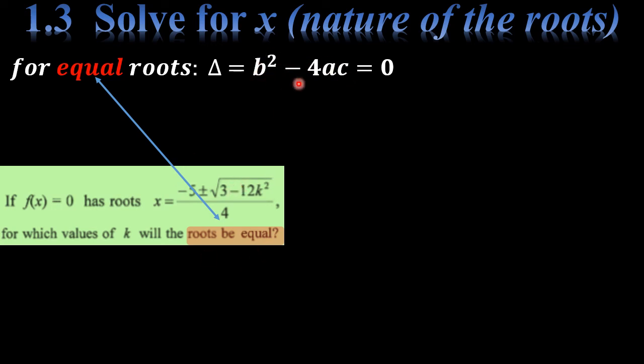By the way, how do you determine the discriminant? The discriminant is what you find inside the radical sign. Okay, so this part, b squared minus 4ac, is represented by 3 minus 12k squared.